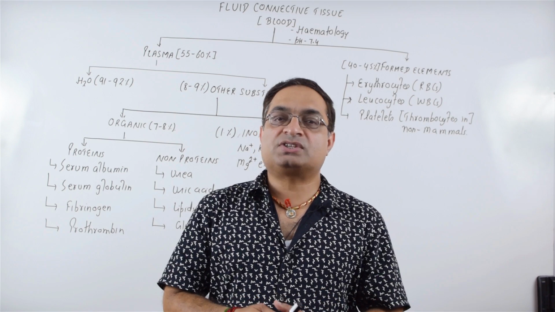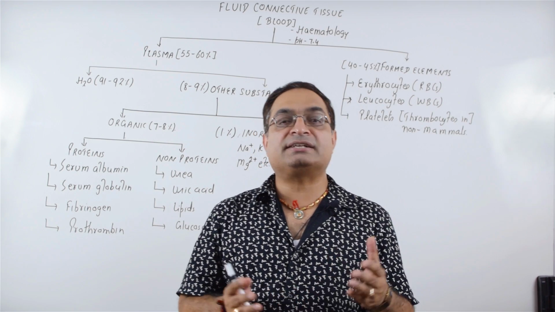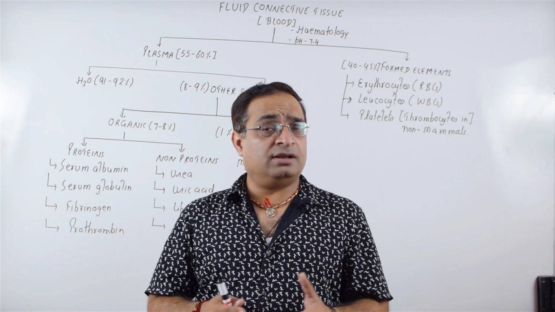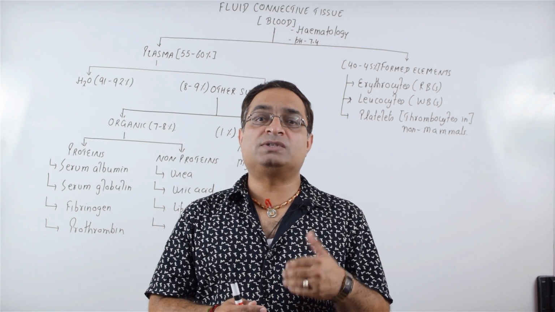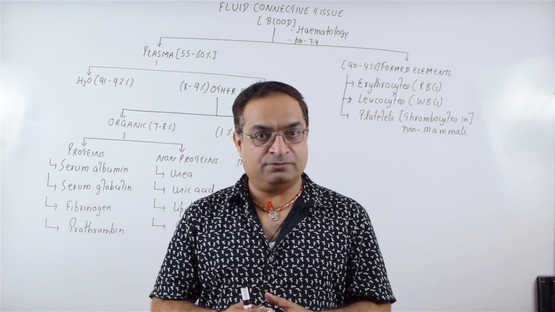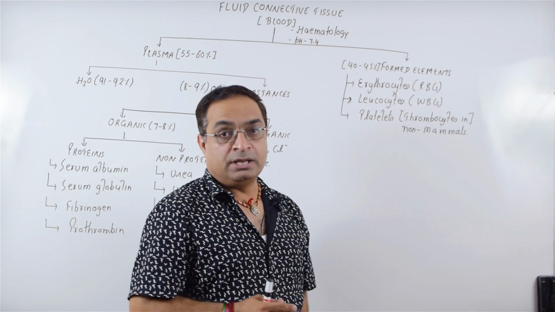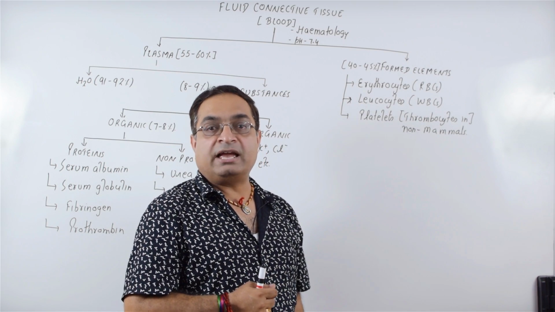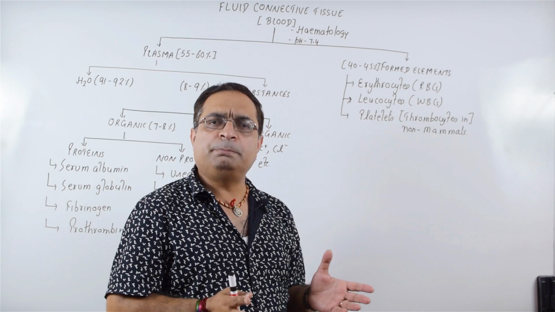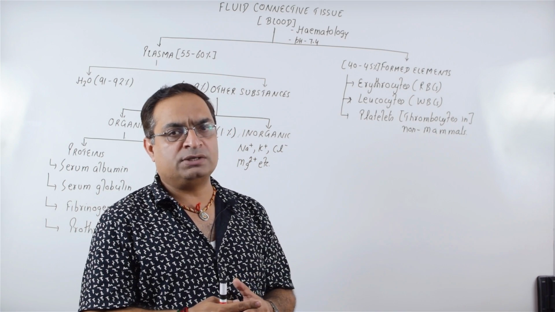The topic of our discussion today is fluid connective tissue or the vascular connective tissue, which includes blood and lymph. We'll be discussing blood first. Now, the study of blood is haematology. The normal pH of blood is 7.4.